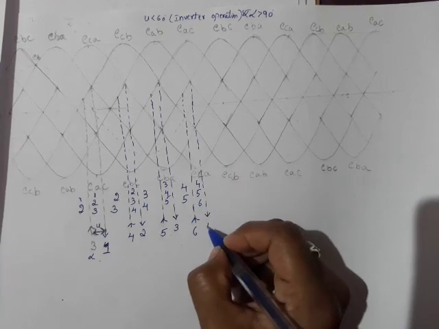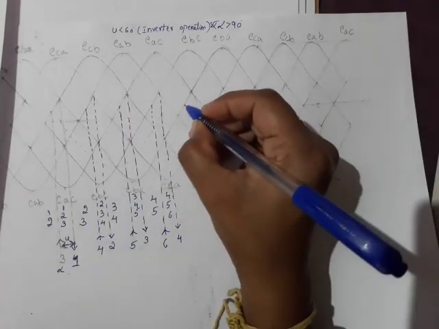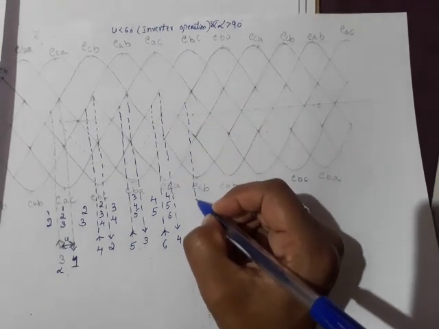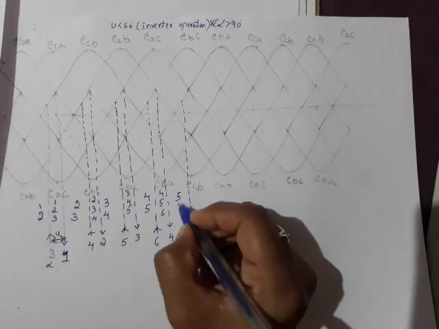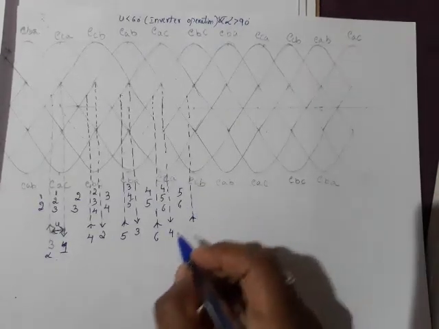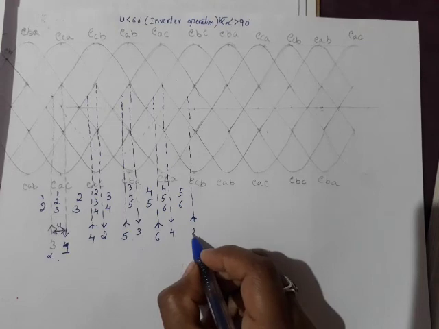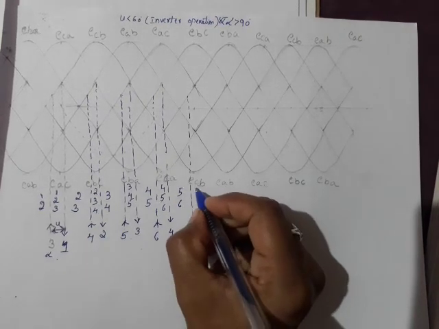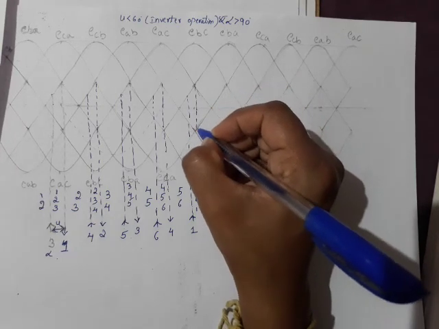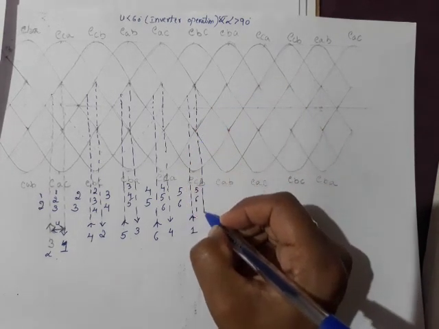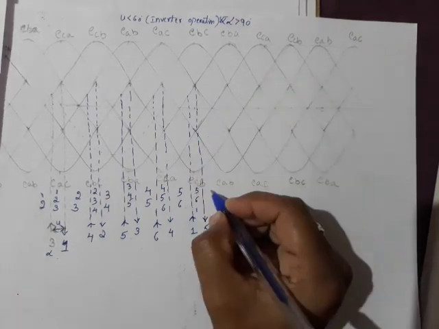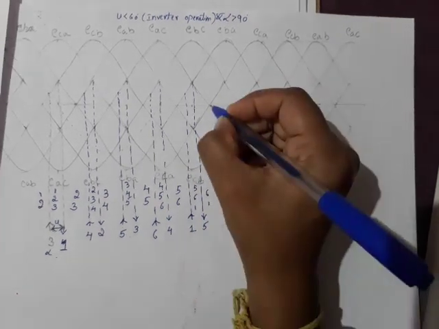Here valve number 4 comes out of conduction. So 5, 6 conduction here. After 6, valve number 1 comes into conduction. So this is 5, 6, 1 conduction. So here valve number 5 goes out of conduction. Then it is 6, 1 conduction.